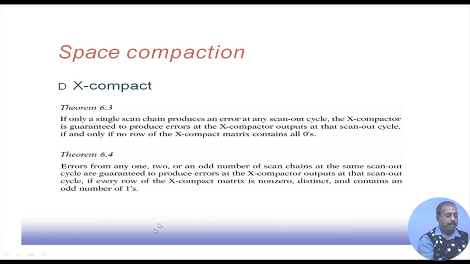Now, if there are multiple chains that produce errors, then errors from any 1, 2 or an odd number of scan chains at the same scan out cycle are guaranteed to produce errors at the XCompactor outputs at that scan out cycle, if every row of the XCompact matrix is non-zero, distinct and contains an odd number of ones. So, this is another constraint that is put on the construction of the XCompact matrix: the rows should be non-zero, the rows should be distinct, and each of them should contain an odd number of ones.